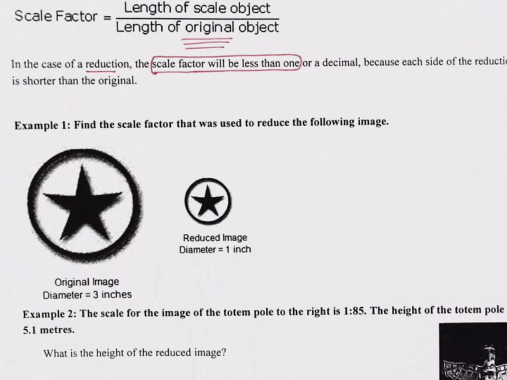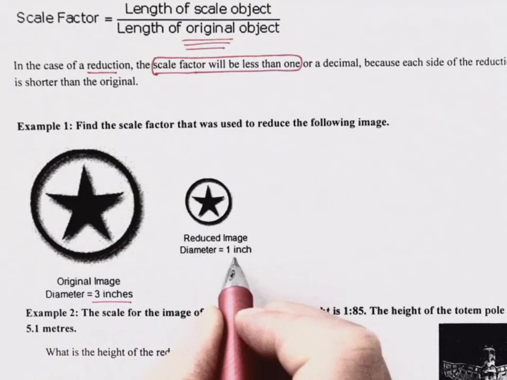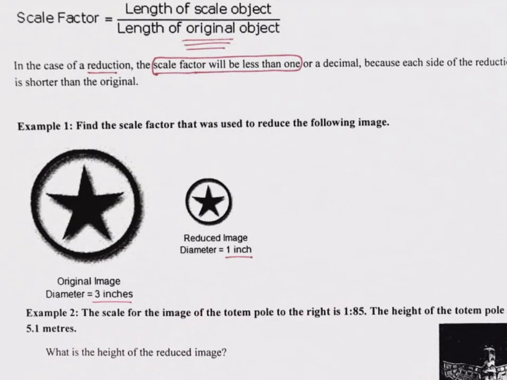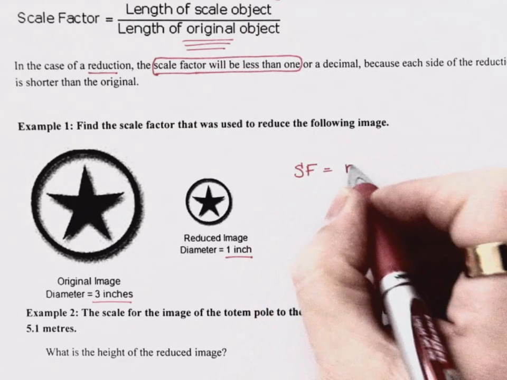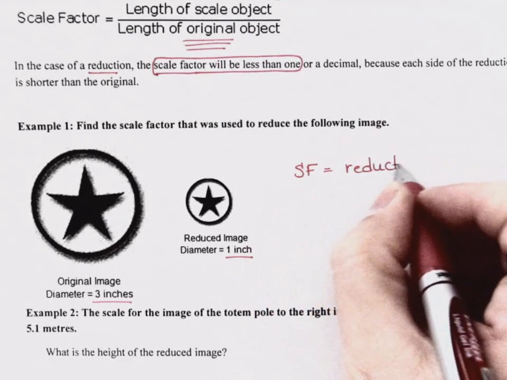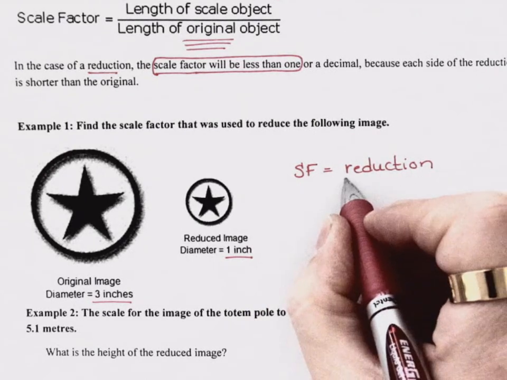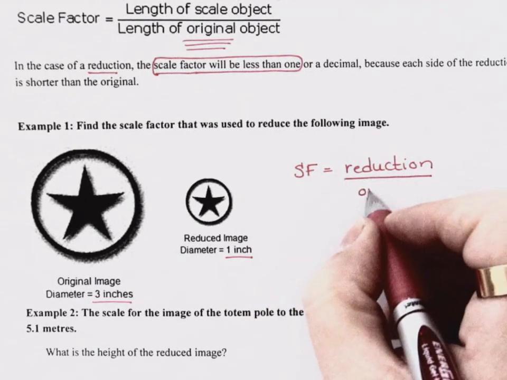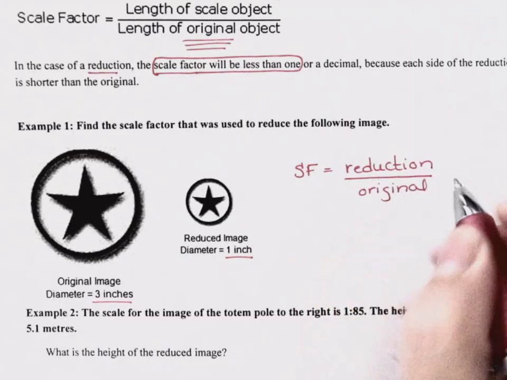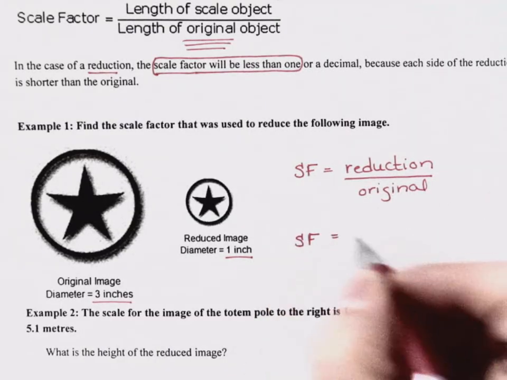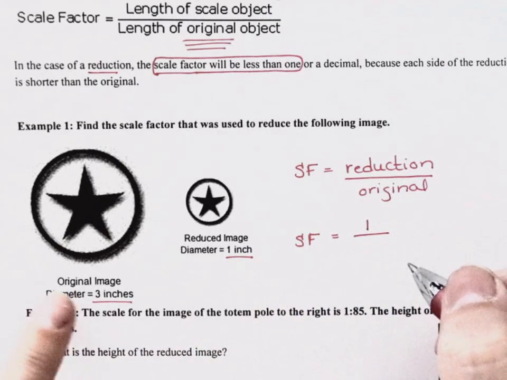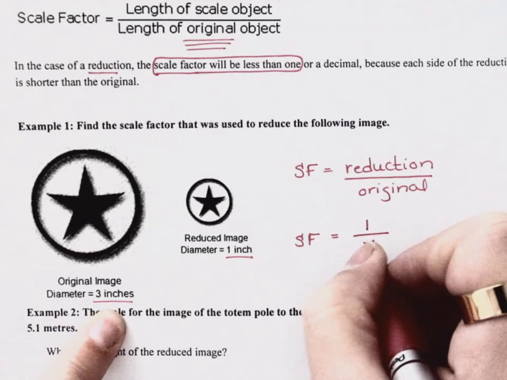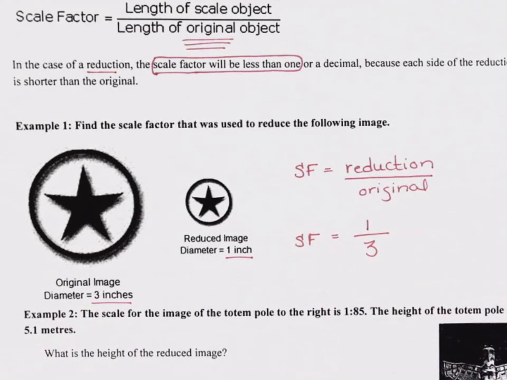Example number 1, we're going to calculate the scale factor. So it's given us the measurements, diameter 3 inches, diameter 1 inch. So here's my reduction. So scale factor is reduction or drawing, whatever the resulting image is, over the original. So the scale factor will be, the reduced image is 1, and we're putting the measurement in, so 1, and the original image was 3. So the scale factor for this is 1/3.